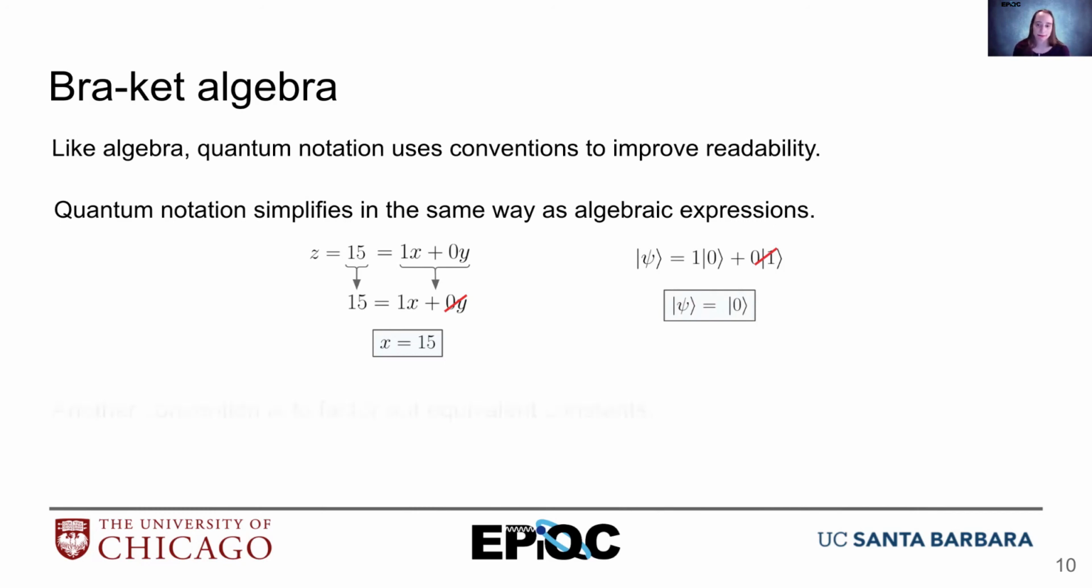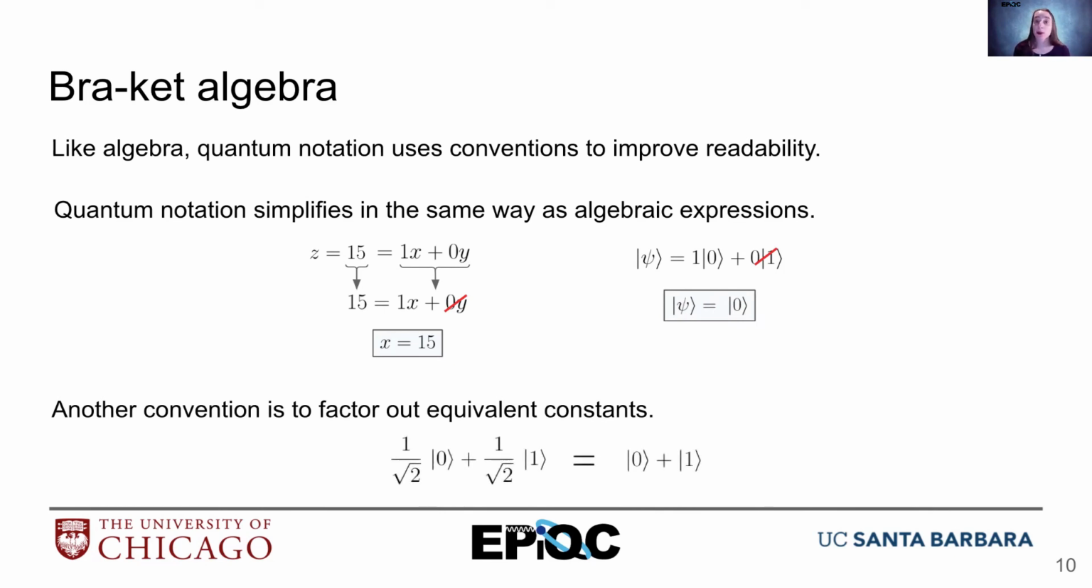Okay. All right, so another convention is to factor out equivalent constants. And I will tell you that I don't do this when we're in Bra-ket notation. There are other times I do it. We're about to see vector notation, but I don't use it with Bra-ket notation, but other people do.